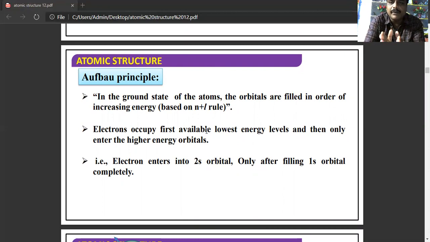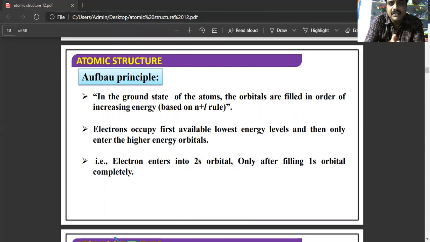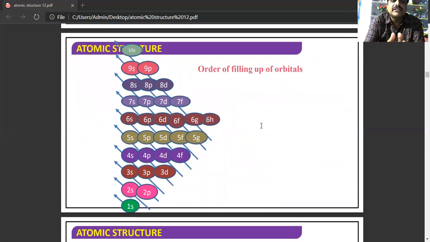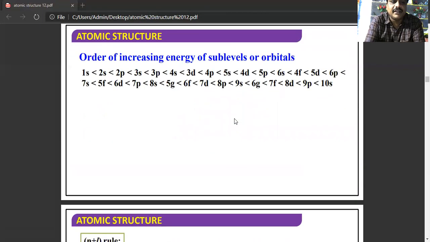That means the orbital which has the lower energy will be filled first, and only after filling the lower energy orbital does the electron move into the higher energy orbital. So an electron enters the 2s orbital only after the filling of the 1s orbital. This is the order through which the electrons are filled: 1s first, next 2s, next 2p, 3s, and so on. This is the diagram through which the orbitals are filled, and this is the order of increasing energy of sublevels or orbitals.